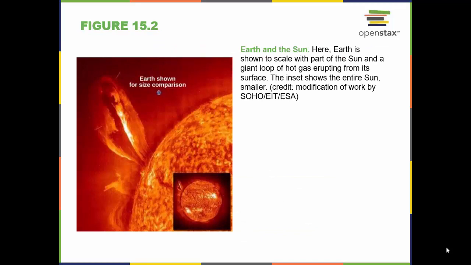If we look at the Earth compared to the Sun, the Earth is shown to scale with parts of the Sun, with a giant loop of hot gas erupting from its surface. The inset shows the entire Sun in a smaller picture. What we see is that the Sun is hundreds of times larger than the Earth. And even just the loops of hot gas that erupt from the Sun are much greater than the size of the Earth.